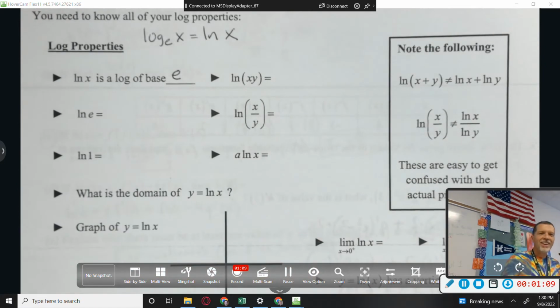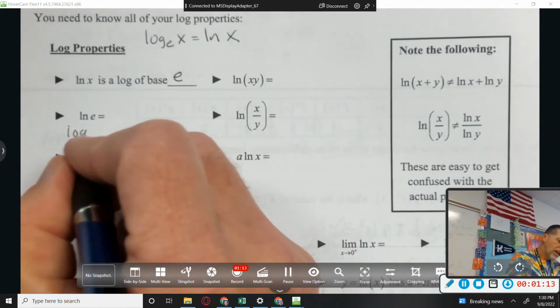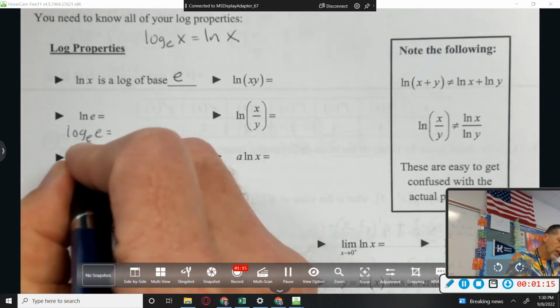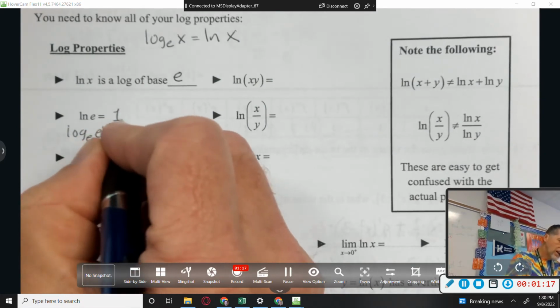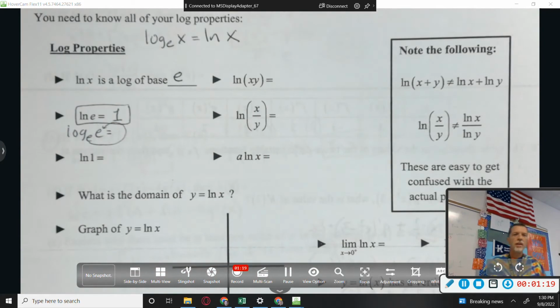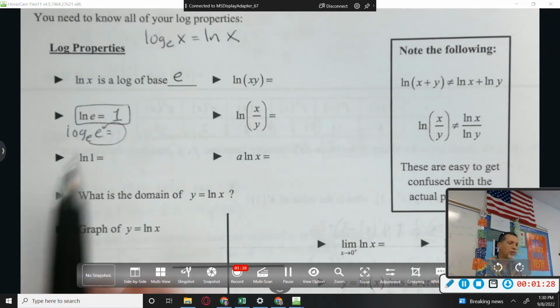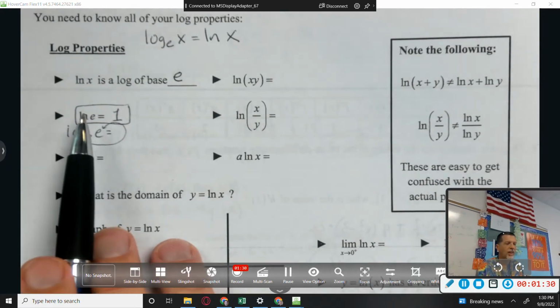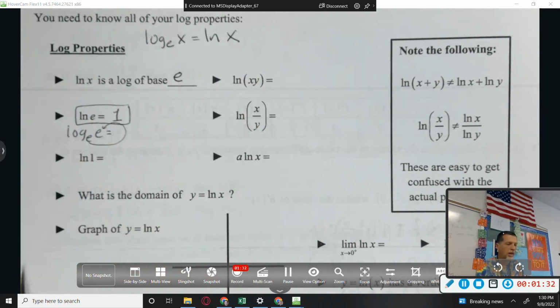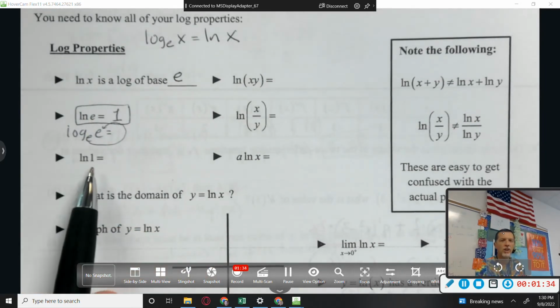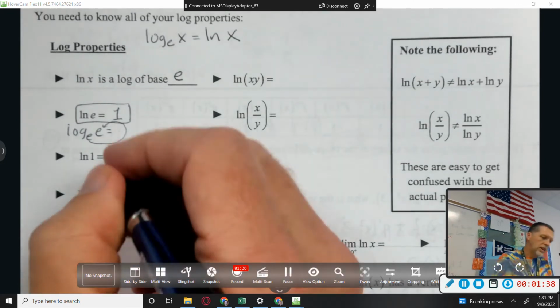Natural log of E. So that means log base E of E is 1. But I hope you don't have to think through it every time. I hope you just remember the natural log of E is 1. Or if you do have to think through it, at least you don't have to write it out. You just think, E raised to what would give me E? Same thing with natural log of 1: E raised to what would give me 1? 0. E to the 0 would be 1.